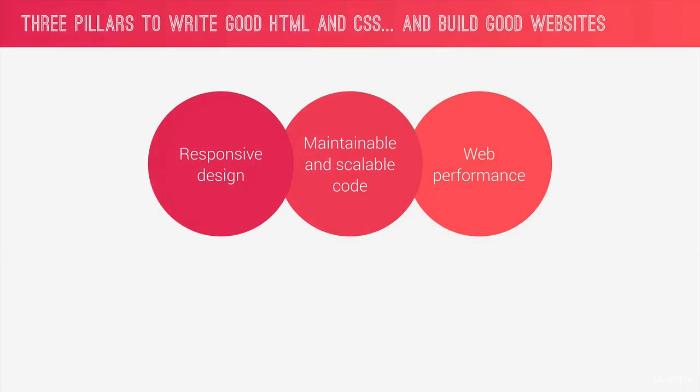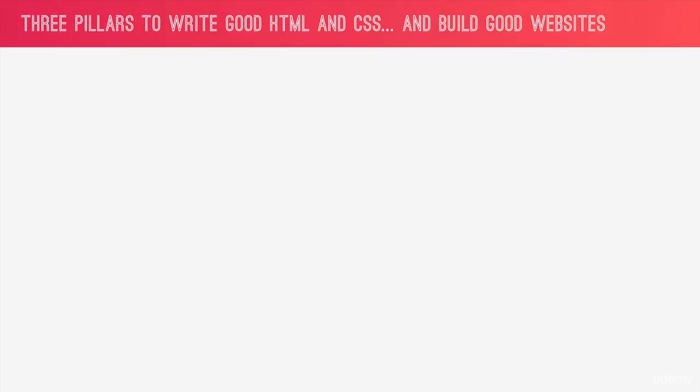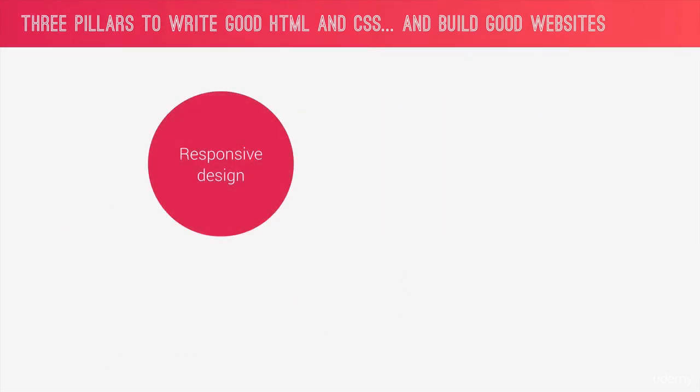Alright, so the three pillars are responsive design, writing maintainable and scalable code, and caring about web performance. But let's look at them one by one. So, the first principle is responsive design, or responsive web design, which simply means that we build one website that works beautifully across all screen sizes on all devices. But I'm sure you already know that, right?